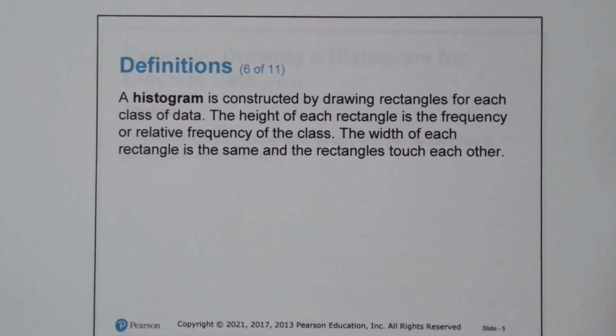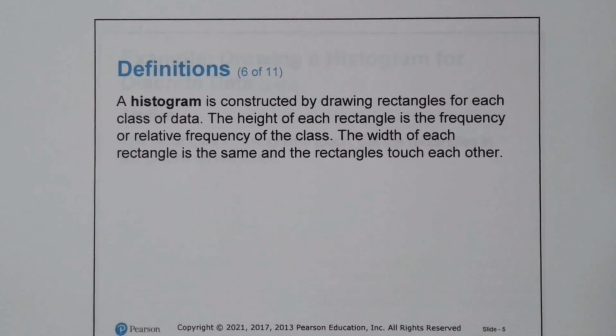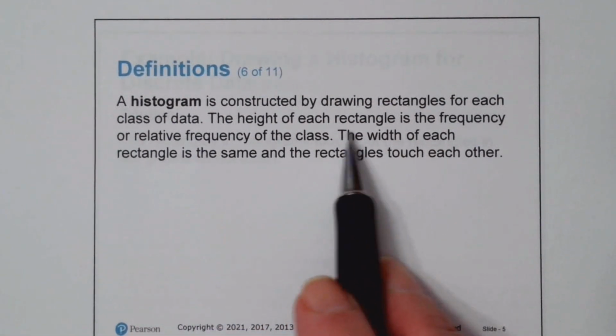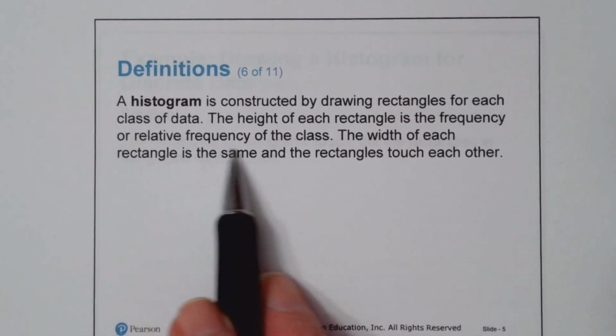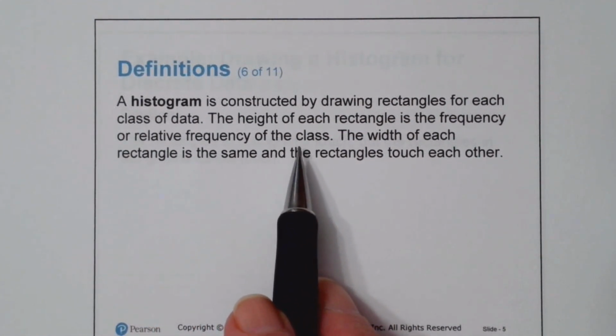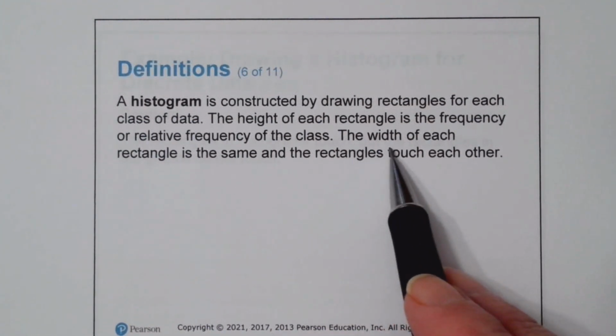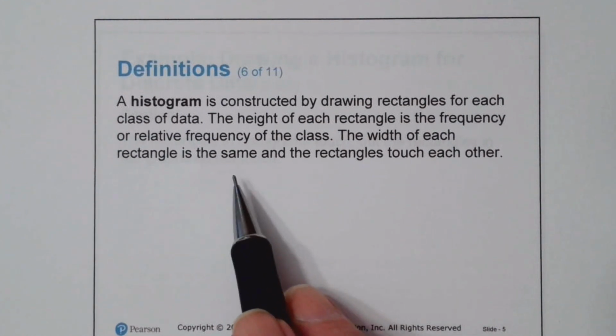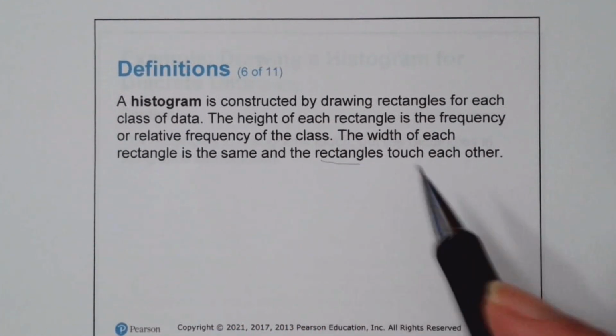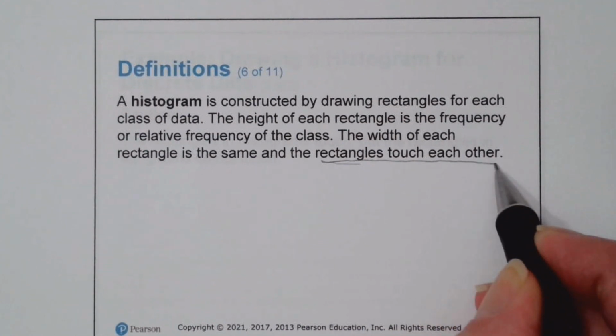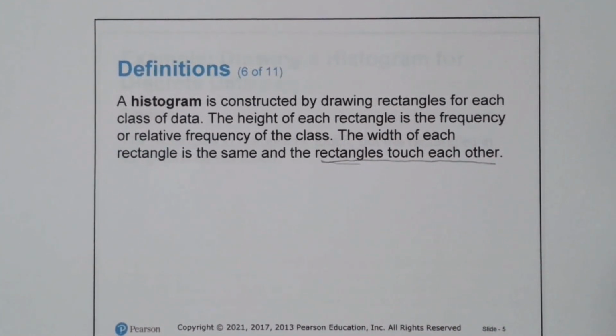So we want to talk about what a histogram is. It's very similar to a bar graph, at least the way it appears. So it says a histogram is constructed by drawing rectangles for each class of data, kind of like we did with qualitative data. The height of each rectangle is the frequency or relative frequency of the class, which was similar to what we did with bar graphs. The width of each rectangle is the same, and the rectangles touch each other. So that's where things are different when it comes to a histogram versus a bar graph.